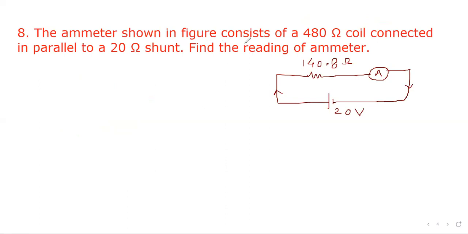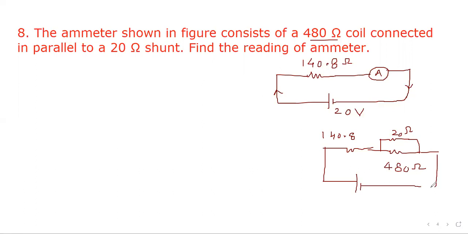The ammeter shown in the figure consists of a 480 ohm coil connected in parallel to a 20 ohm shunt. So the actual picture is like this. This is 480 ohm and along with it there is 20 ohm here, and then this resistance 140.8 and then the battery. So first we have to evaluate this, then we will add that value in this, and then V equals IR will be applied.